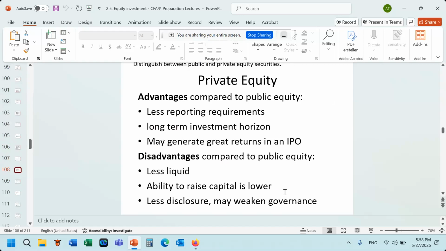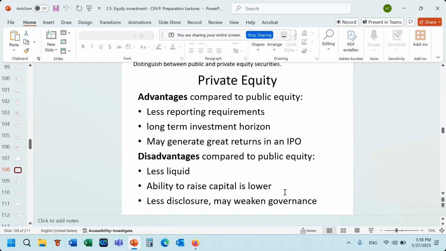This is similar to a private company in Germany, for example, Herr Schwarz's company. They don't really have to give us their accounting statements. They don't have to make it public. They don't have to tell us what their profit is. But if we have a public company, this information has to be transparent. So there is less reporting required from private equity.